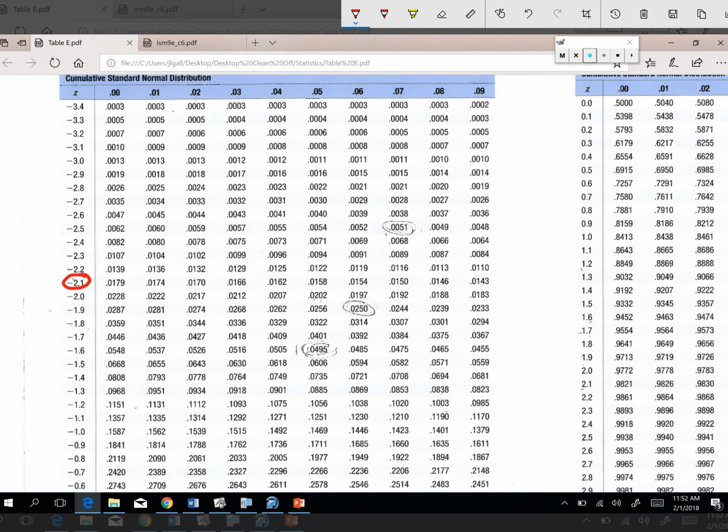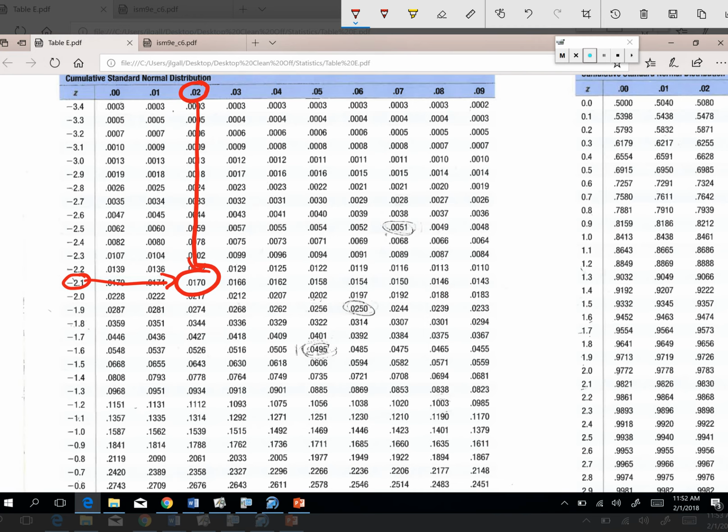So my hundredths place is a 2. If I put these two together, I get my negative 2.12 that I want. So I follow this row over, and I follow this column down. And so I get 0.0170 as my area.